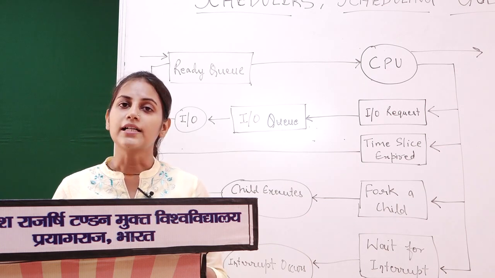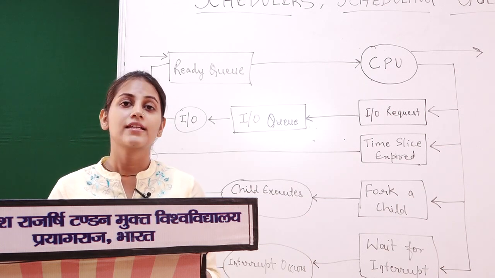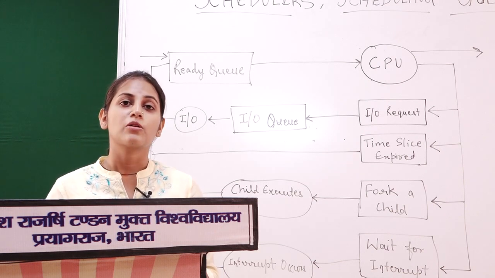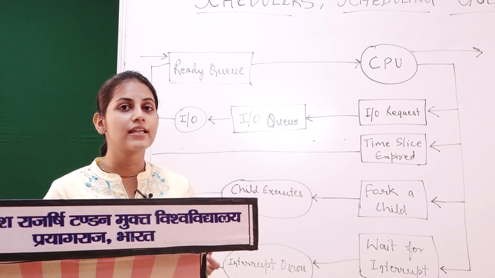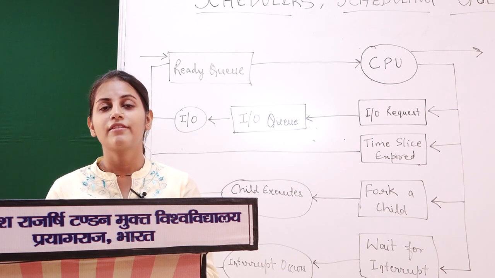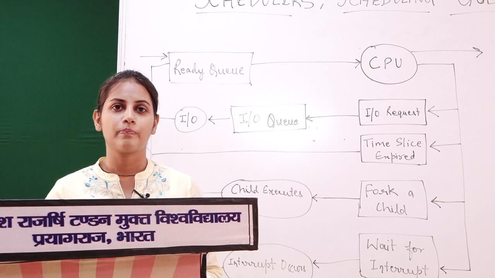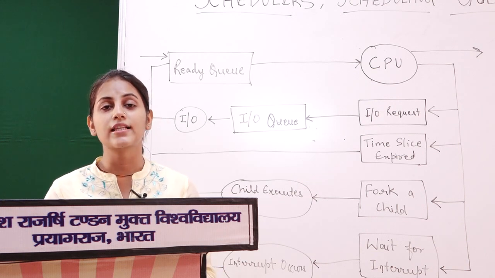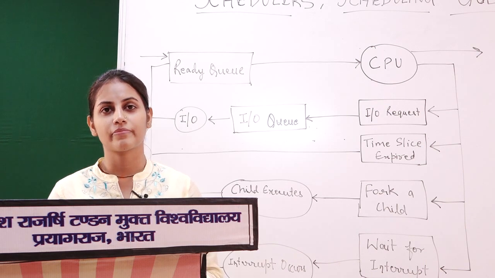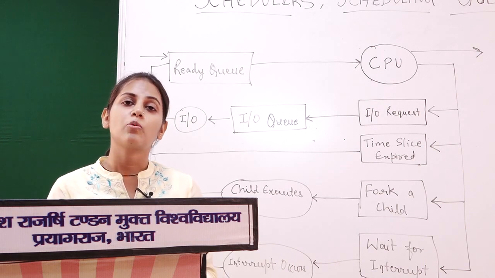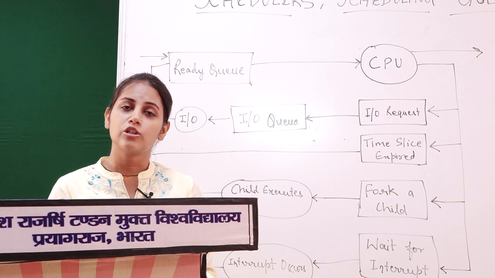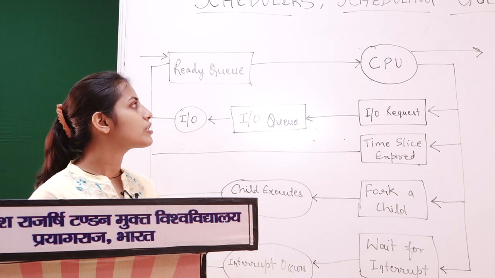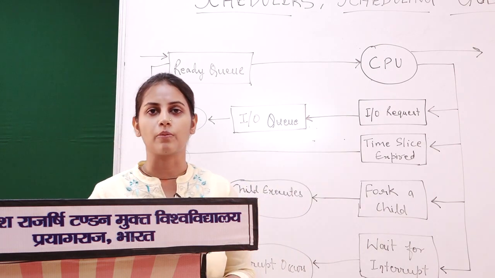For example, there are certain processes that are known as CPU bound processes. These processes spend most of their time executing on the CPU and spend very little time doing I/O. While there are certain other types of processes that are known as I/O bound processes. These processes spend most of their time doing input and output operations, while less of the time is used in execution on the CPU.